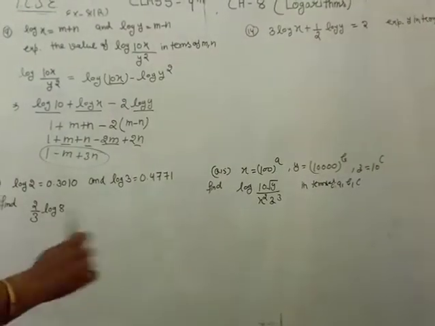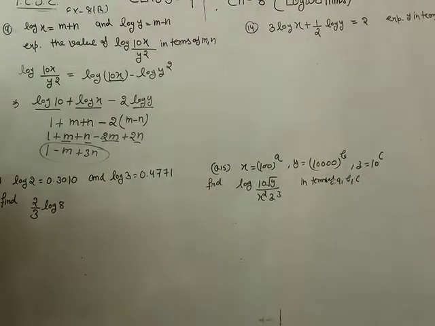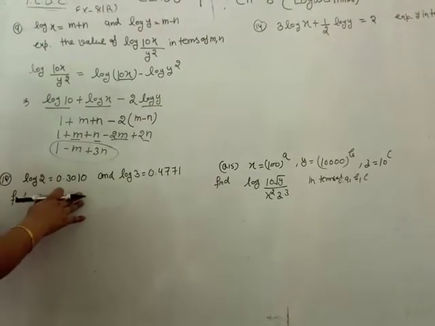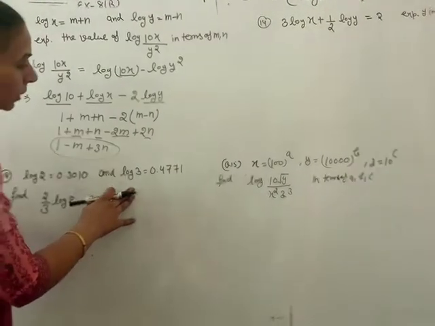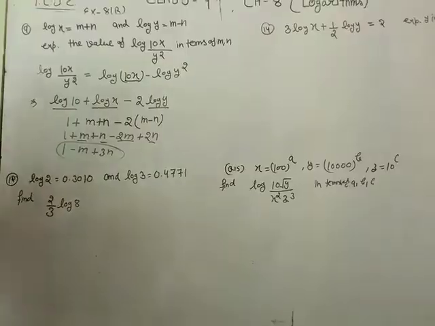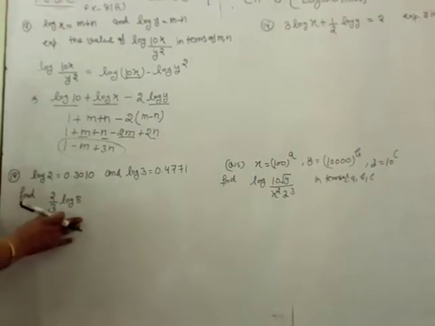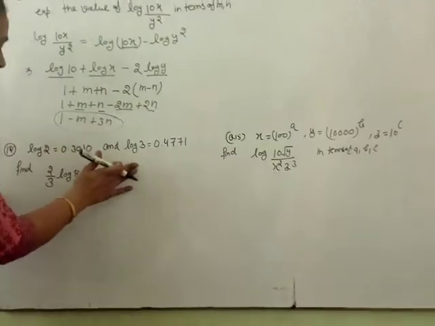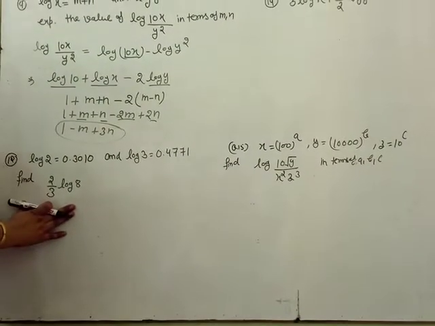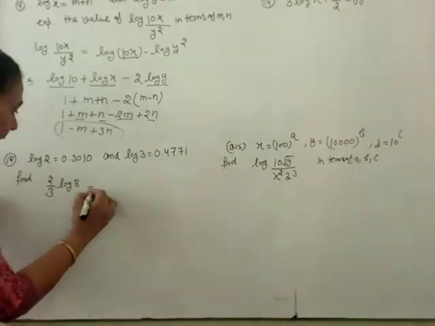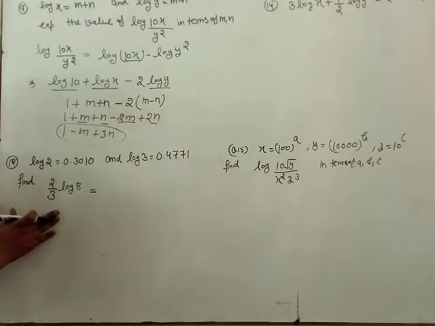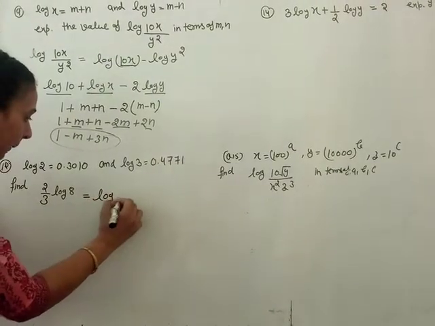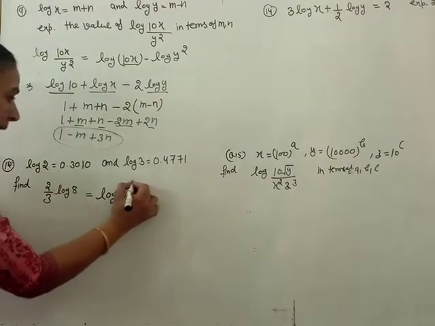Then next question, question number 12. Log 2 equals 0.3010 and log 3 equals 0.4771. Then find the value of this. Student, if we are given log 2 and log 3, then we find the value of this. First we write this according to the power law, then this equals log 8 raised to the power 2 by 3.